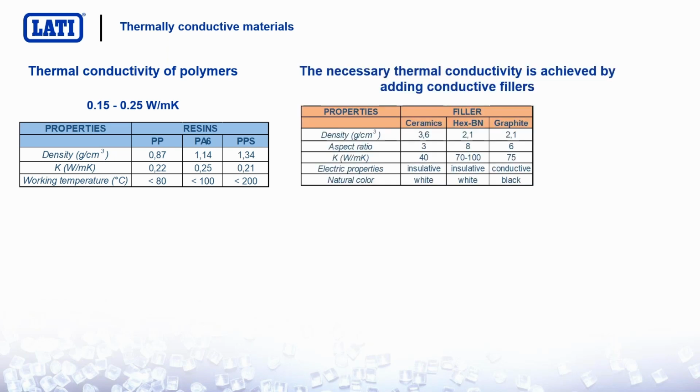In order to increase the thermal conductivity, we need to add some conductive fillers inside the resin during the compounding process. We have different kinds of conductive fillers to use. The main ones are ceramic fillers, boron nitride, and graphite.